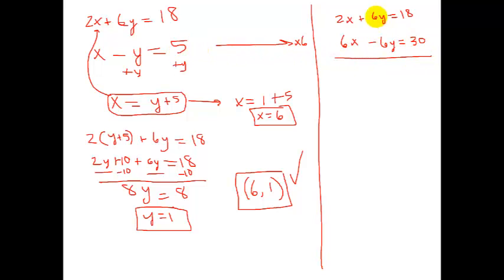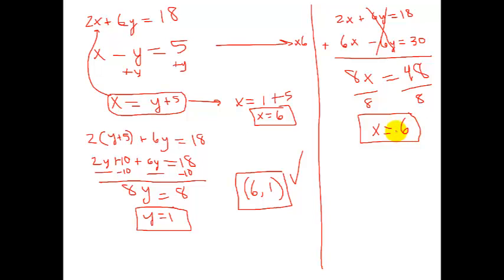Okay, now when I add these two together, those cancel out because they match up, a positive 6y and a negative 6y. And I've got the 2x and the 6x, which combines to give me 8x equals 18 plus 30, 48. Divide by 8, divide by 8. Remember to show our work. x equals 6. Okay, and I got the same thing.